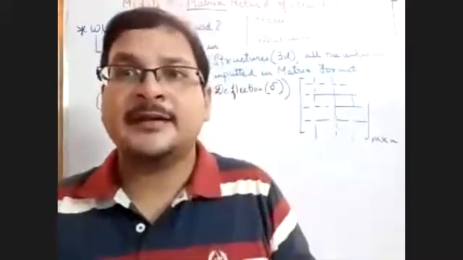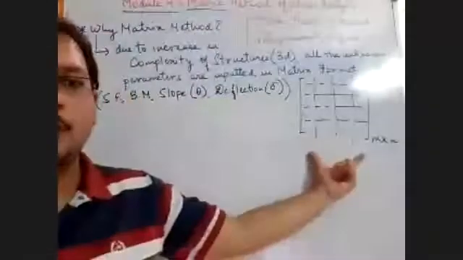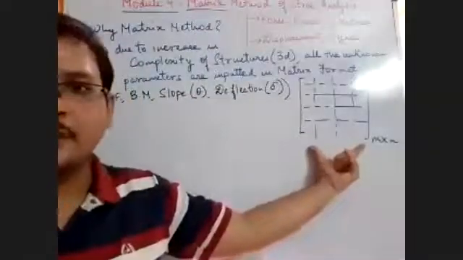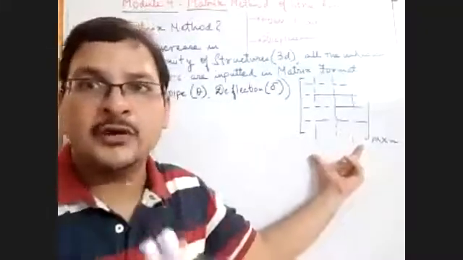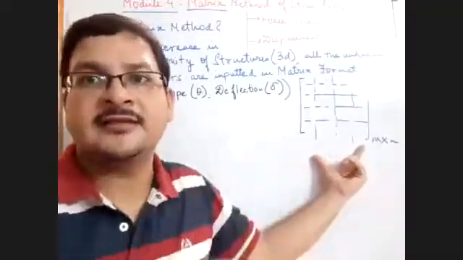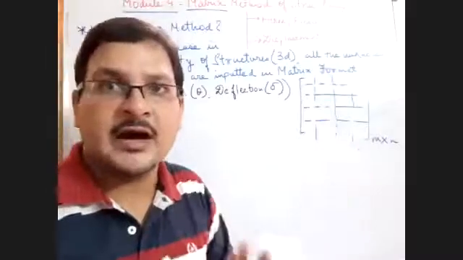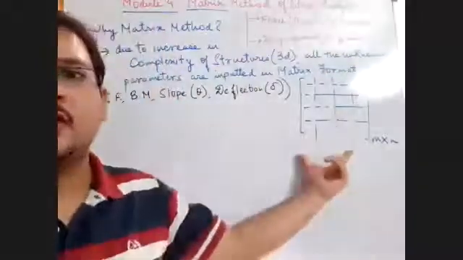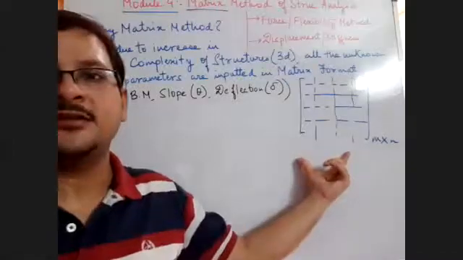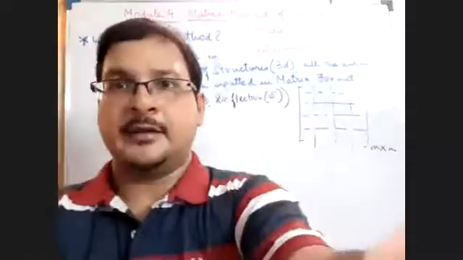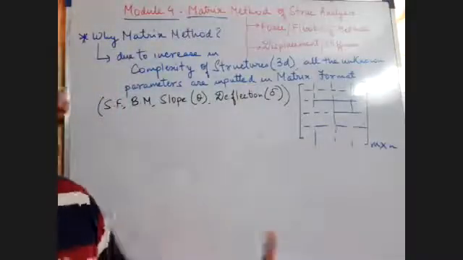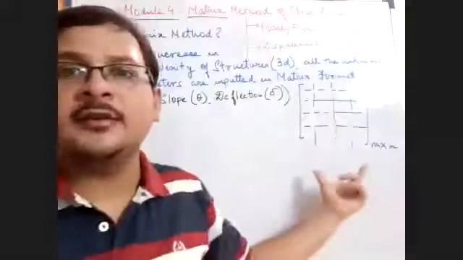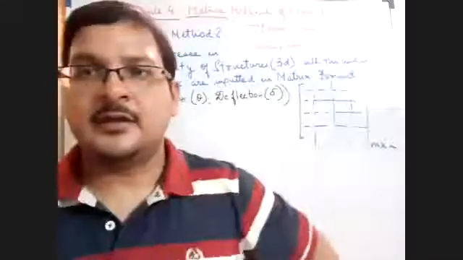In the matrix method, since we are putting the values in matrix format, what is happening? We are systematically putting all the records of the answers in a matrix. That is the main advantage of matrix method. Now, what are the structures we can solve?